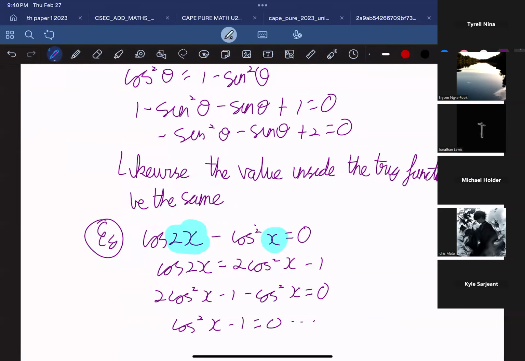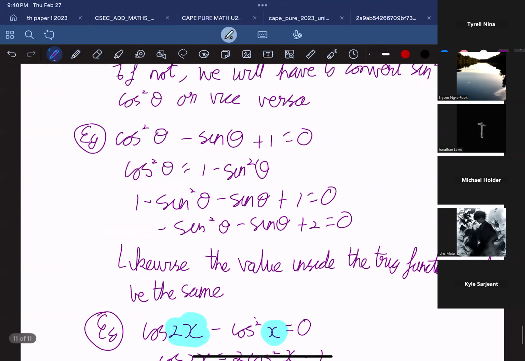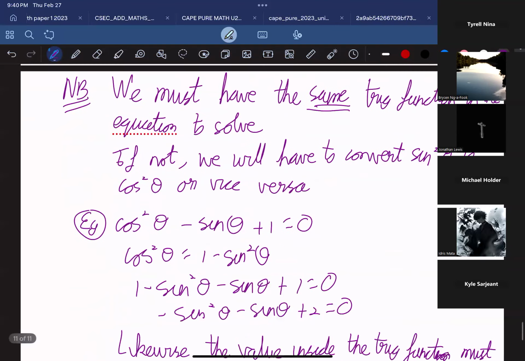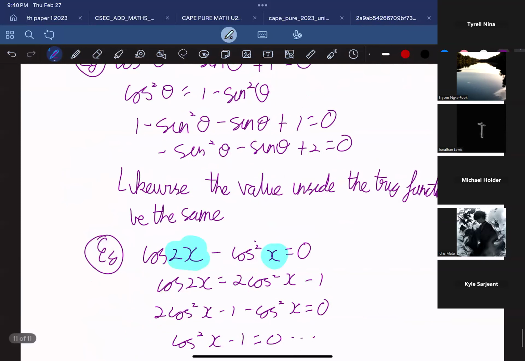So let me repeat that. You have to make sure that one, you're dealing with the same trig function, and two, you're dealing with the same value inside the trig function. That's just something you ought to know.